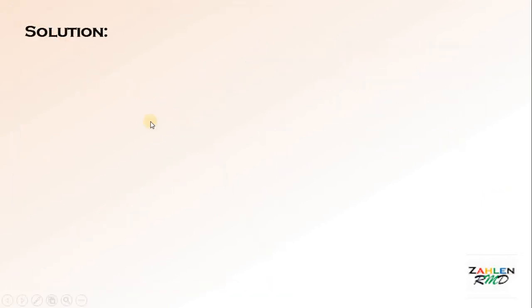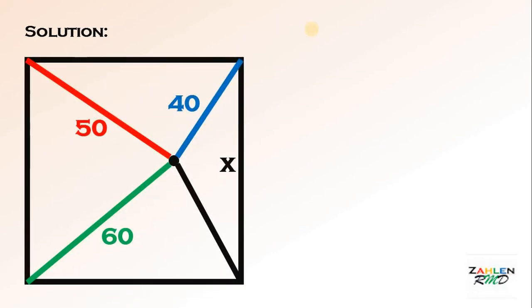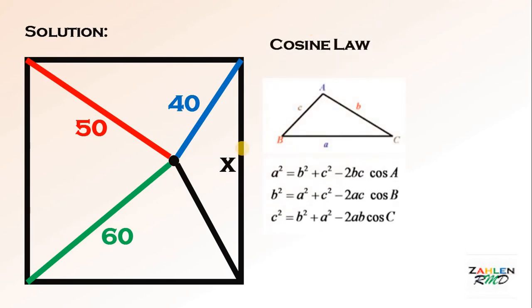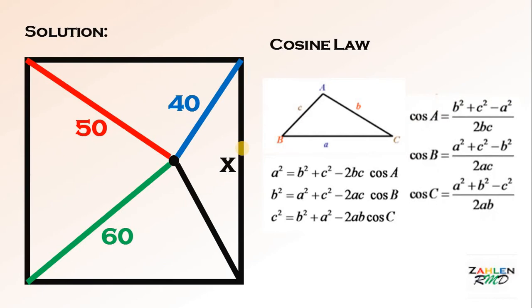I hope you paused this video. Now let's see if you got the correct answer. To answer this question, we will use the cosine law. Cosine law states that the square of a side of a plane triangle is equal to the sum of the squares of the remaining sides minus twice the product of those sides and the cosine of the angle between them.